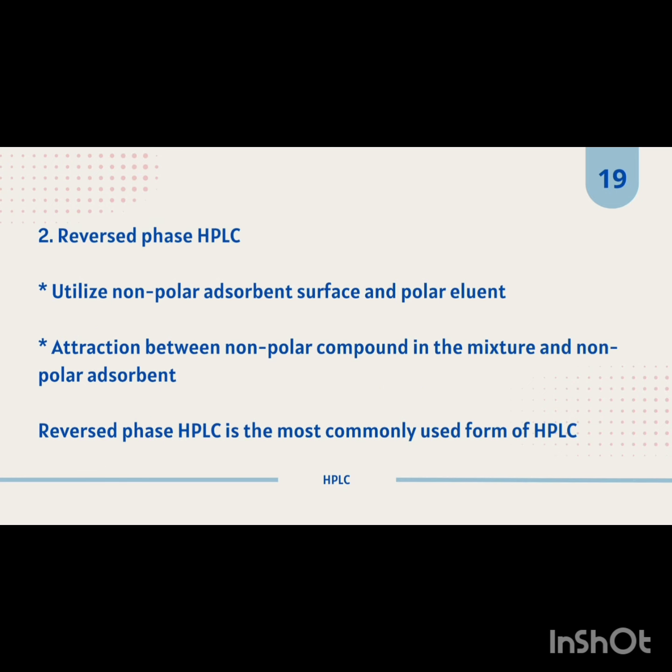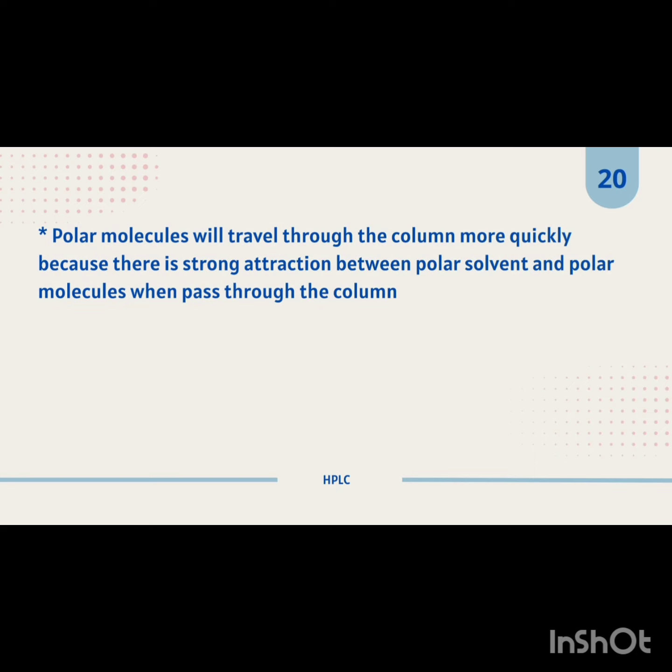Reversed phase HPLC utilizes a non-polar adsorbent surface and a polar eluent. There is attraction between non-polar compounds in the mixture and the non-polar adsorbent. Reversed phase HPLC is the most commonly used form of HPLC. Polar molecules will travel through the column more quickly because there is strong attraction between the polar solvent and polar molecules when passed through the column.